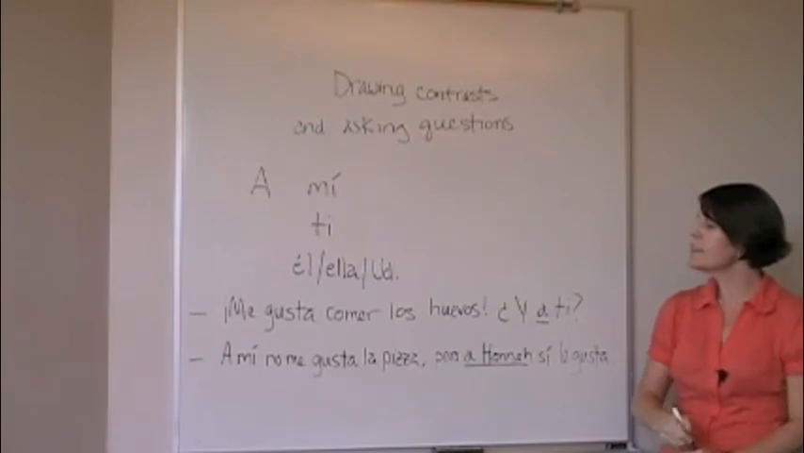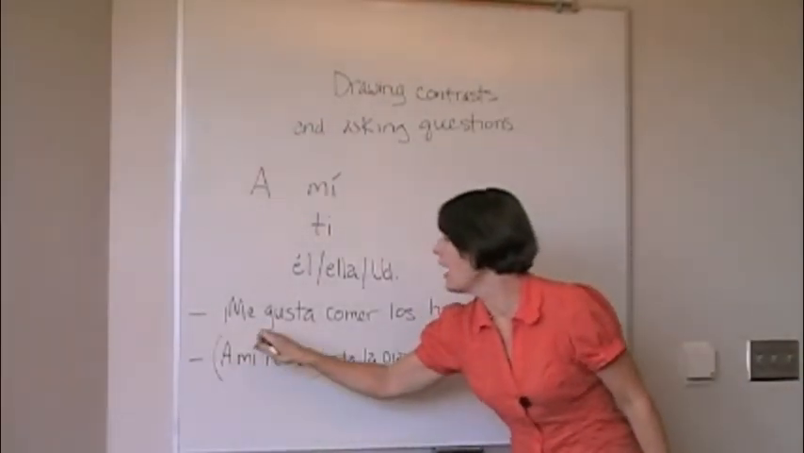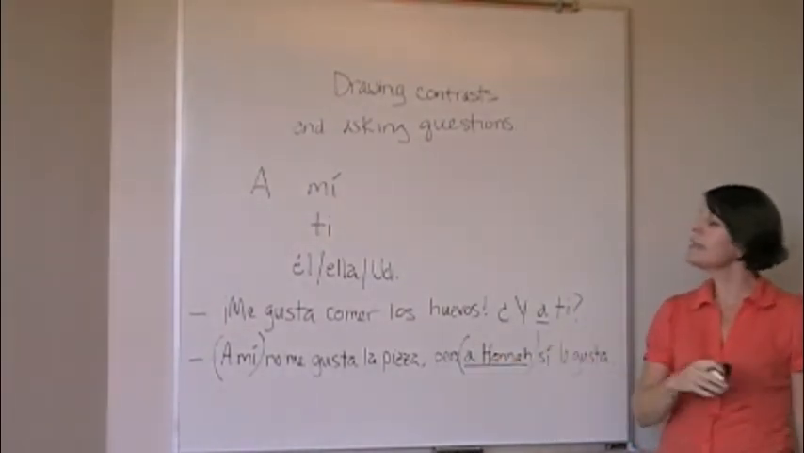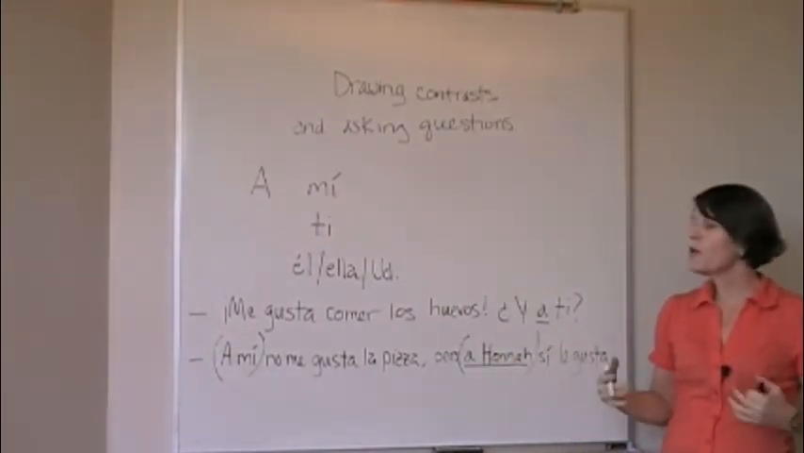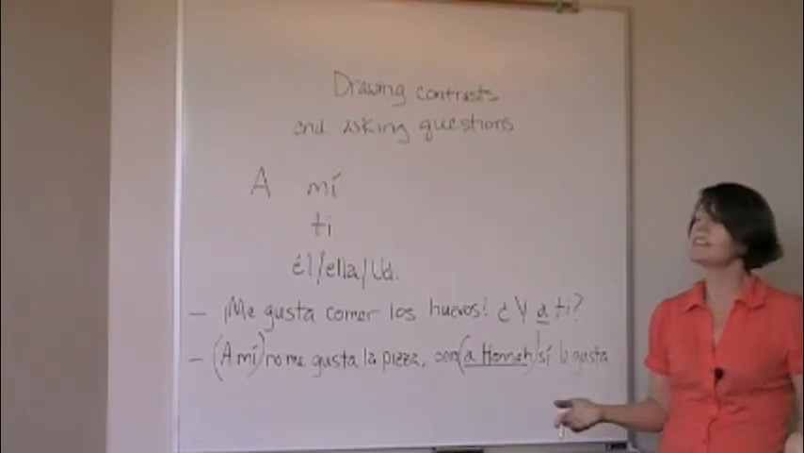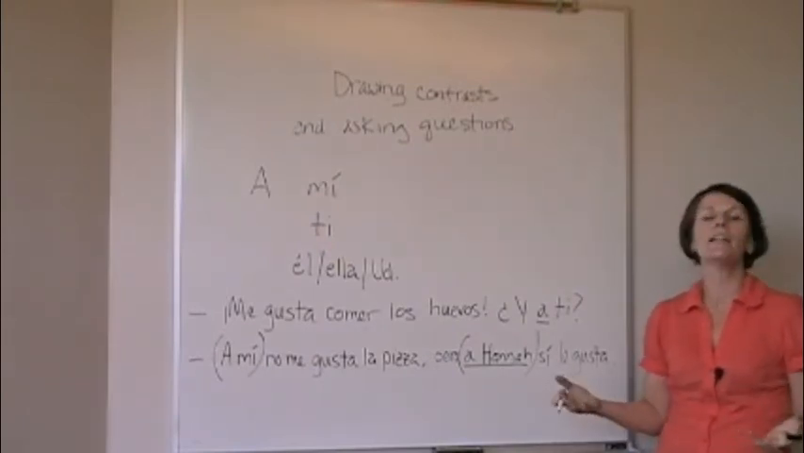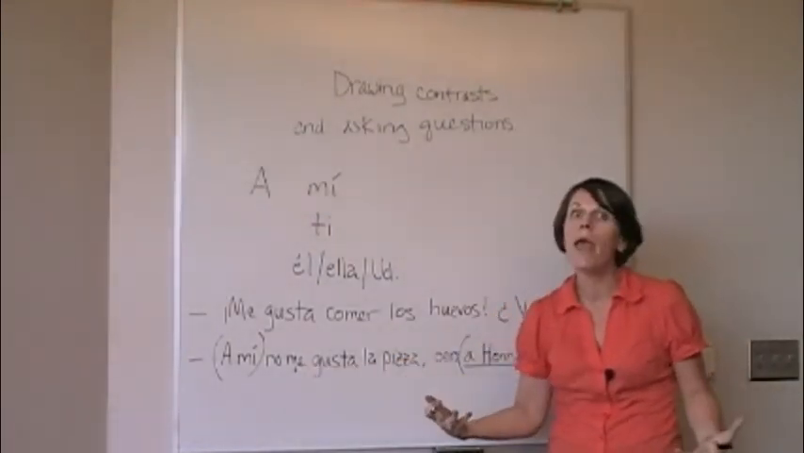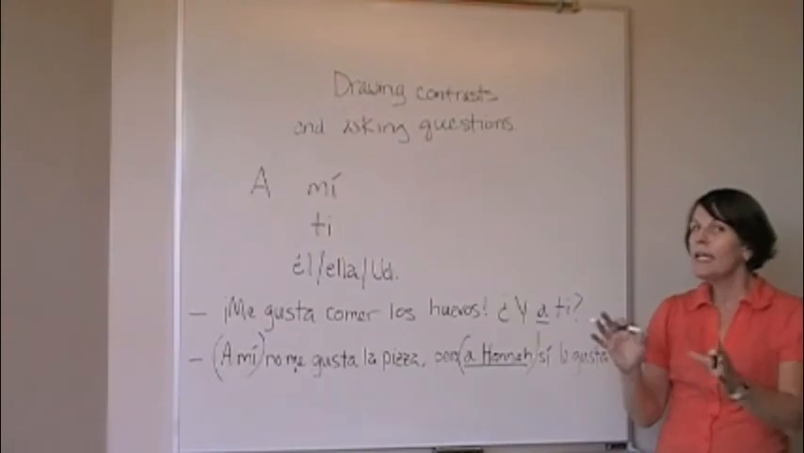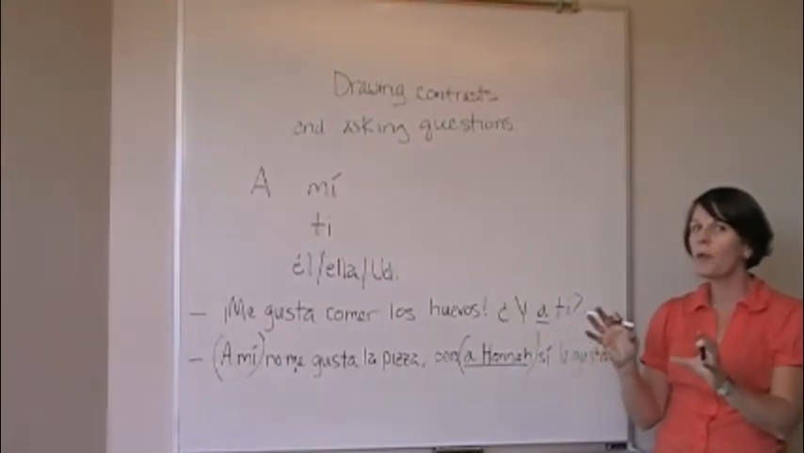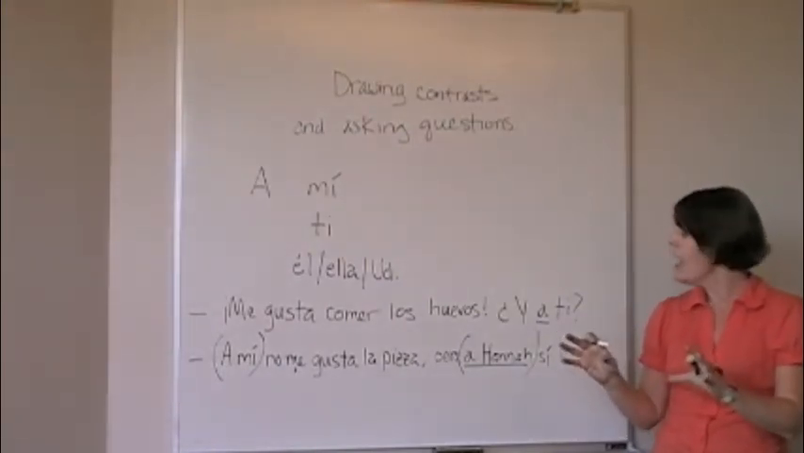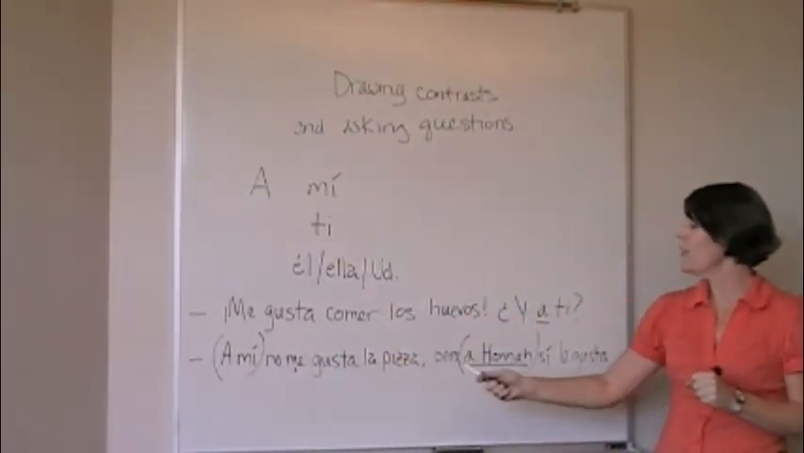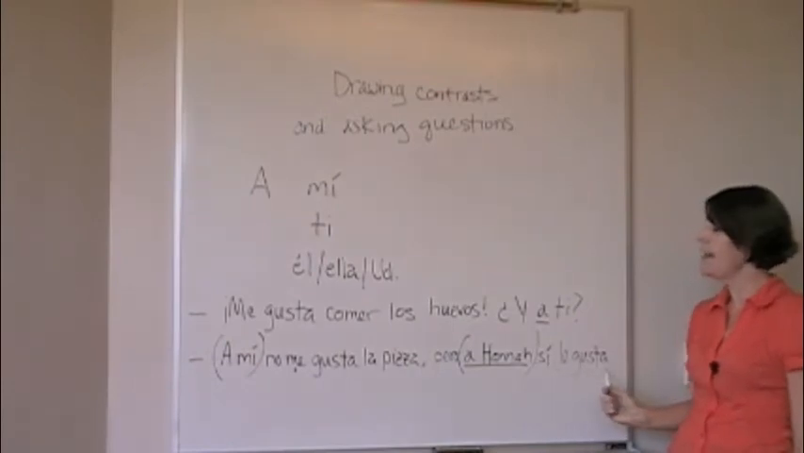Okay? So you don't hear a mí or a Hannah in a normal sentence when you're not making a contrast. You would just say, no me gusta la pizza, right? Because you don't need that a mí. It's obvious who we're talking about, who pizza is not pleasing to. Me. Okay? But here we're making a contrast, and in order to do that, we use the preposition a, and then this form of the pronoun. A mí no me gusta la pizza, pero a Hannah sí le gusta.